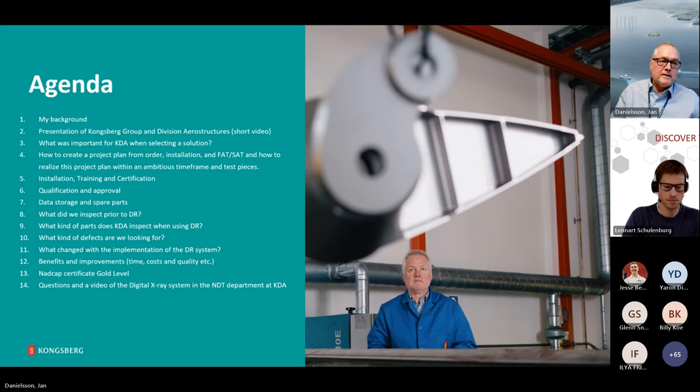And I shall show you the NADCAP certificate, the gold level that we have here in Kongsberg. And the last is the questions and the summary with a video of the digital X-ray system in the NDT department. And it will take around 1 hour. It's a lot of points to go through.